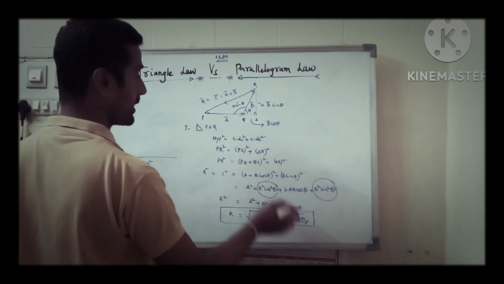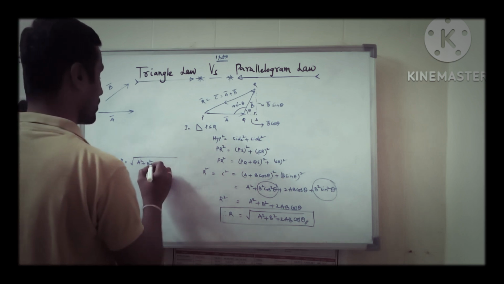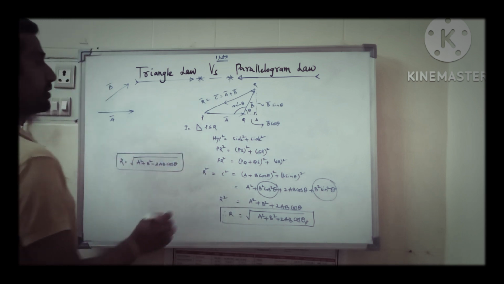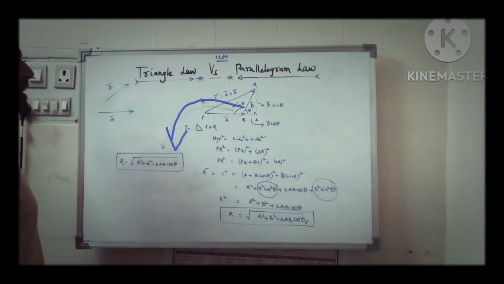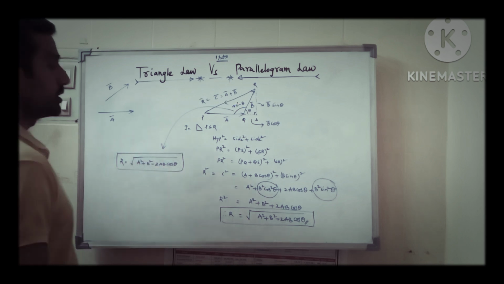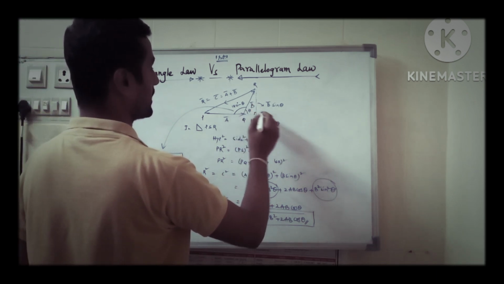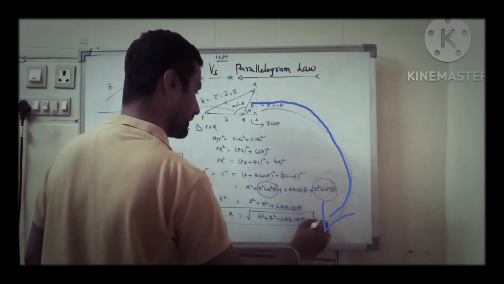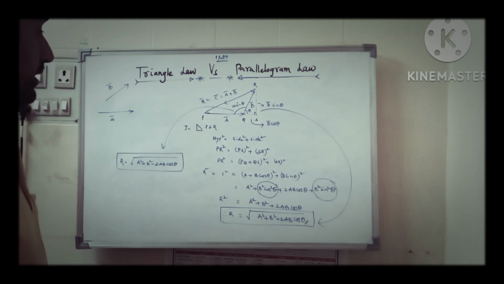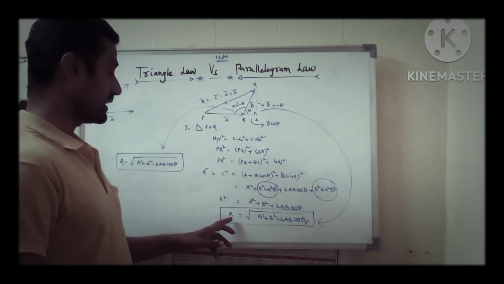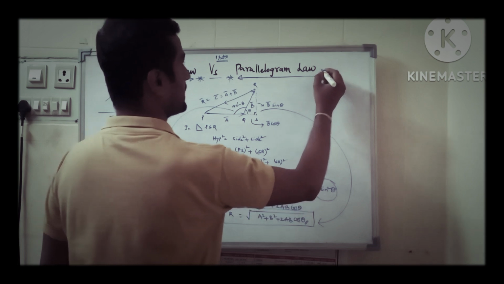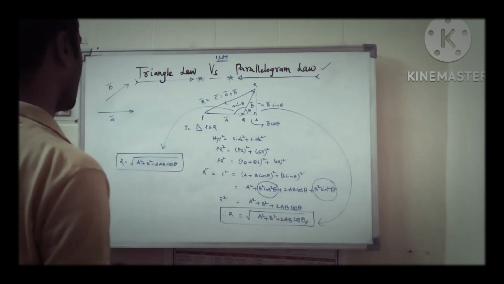Here cos of 180 minus theta becomes minus cos theta, so minus 2ab cos theta. That is, if you take the angle between a bar and b bar, then the formula becomes r equal to square root of a square plus b square minus 2ab cos theta. If you take the angle between b bar and the horizontal component, then we get the resultant as r equal to square root of a square plus b square plus 2ab cos theta. Here it is noted that the resultant obtained from the triangle law is similar to the resultant obtained from the parallelogram law of vector addition.